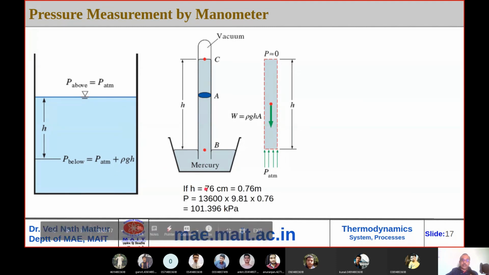Say for example, if H is 76 centimeter, 0.76 meter, then the pressure is, this is density of mercury in kg per meter cube. I just said that the specific gravity is 13.6, so density is 13,600 kg per meter cube multiplied by g and multiplied by the value of H. So if you do this calculation, you'll get this pressure as the atmospheric pressure.